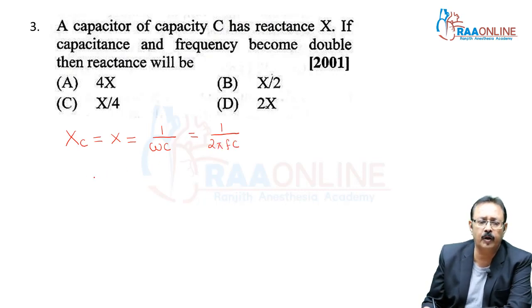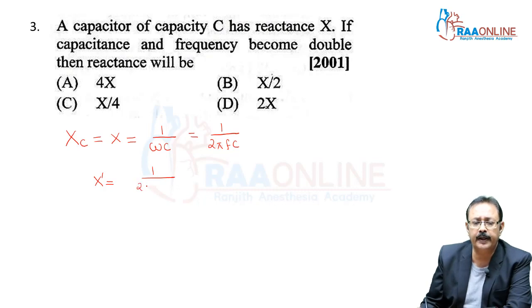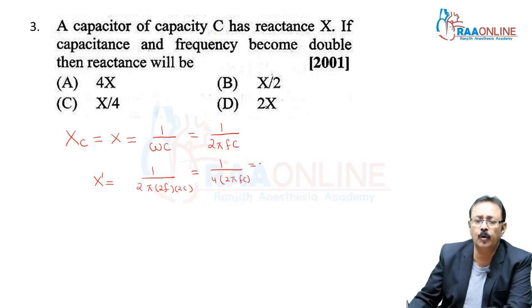What we are going to do now? X is changing because we are doubling the frequency and doubling the capacitance. 2 is 2, pi is pi. F becomes 2F, C becomes 2C. So what we are getting? We are getting 1/4 extra with 2 pi FC. It means old value of X divided by 4. So we will go with option C.